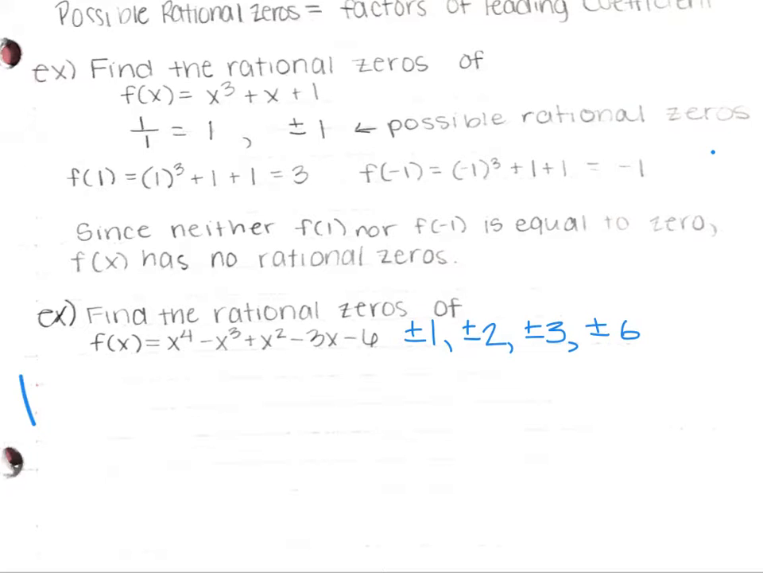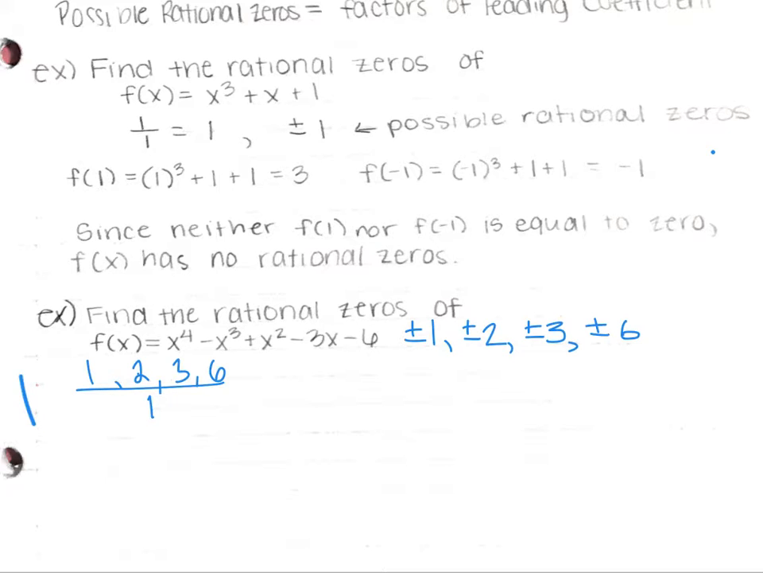And this all happens because you had all of the factors of 6 over 1. So 1 over 1 gives us 1, 2 over 1 gives us 2, 3 over 1, 3, and 6 over 1, 6. And again, you have to have the positive and negative values there. So you're now looking at 8 values to test.